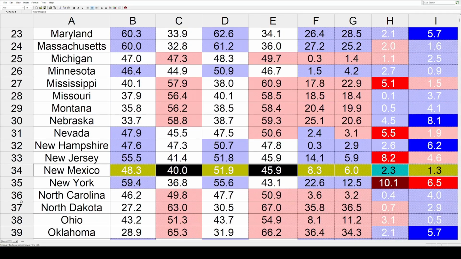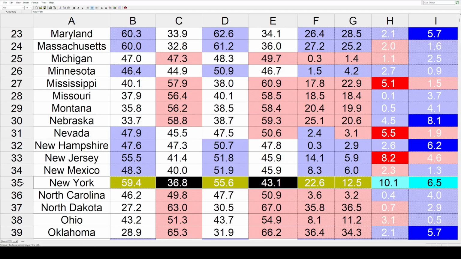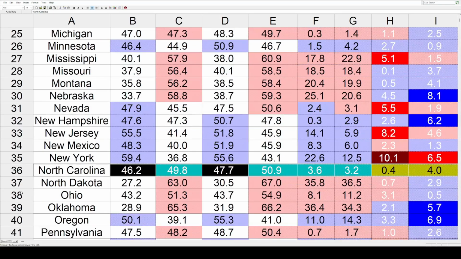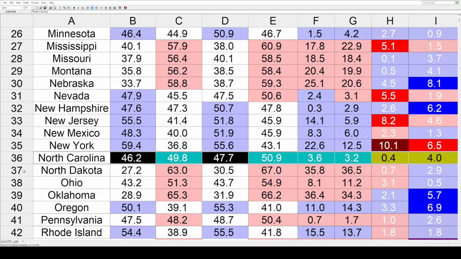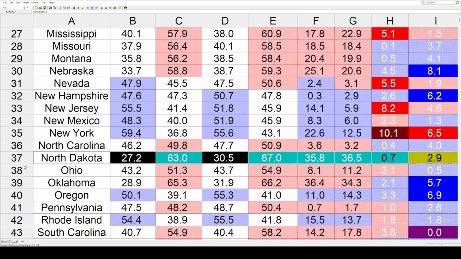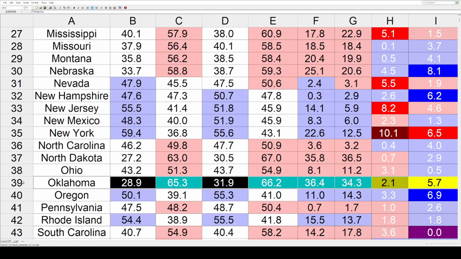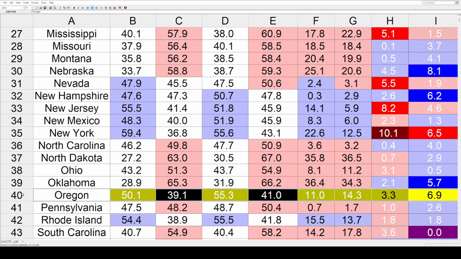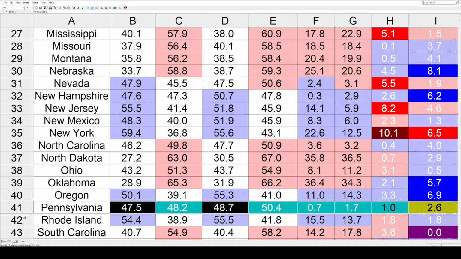New Mexico, a small blue trend of 1.3. New York had the second biggest red trend after Florida. It did so by 6.5. Now we've got a bunch more blue trends. North Carolina, 4%. North Dakota, 2.9. Ohio, a half a point. Oklahoma, 5.7. Oregon, 6.9. Pennsylvania, 2.6.